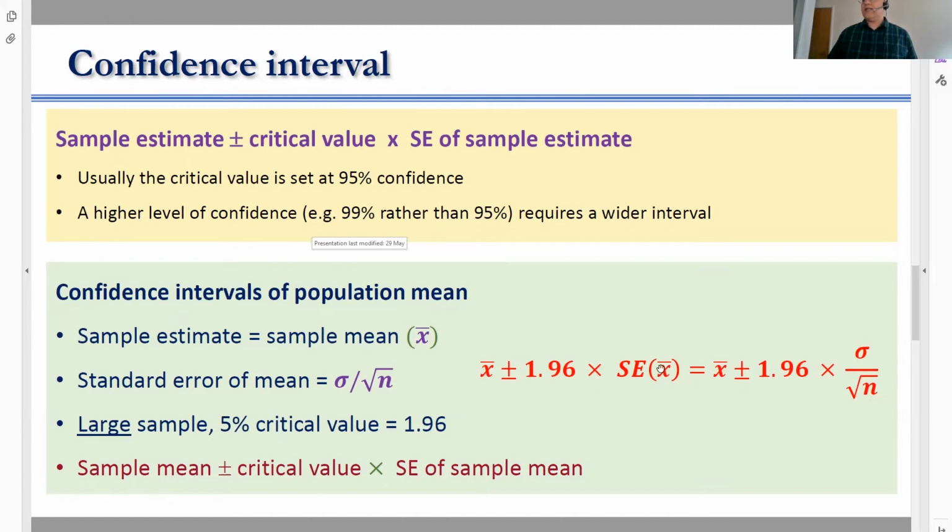And the standard error of the mean, we know it is represented by sigma by root n. The calculation of the confidence interval is really simple. You calculate your standard error, multiply with 1.96, and add and subtract it from the sample mean.